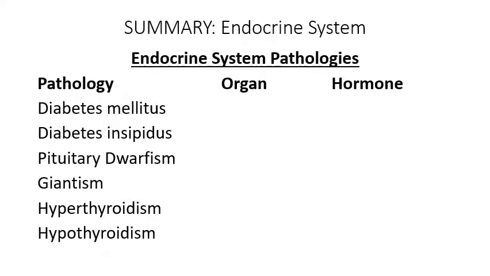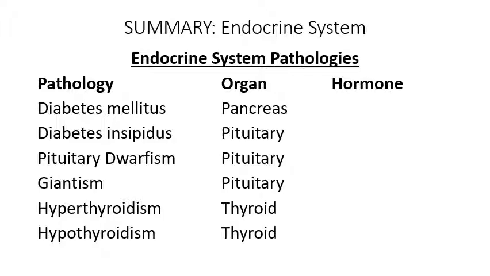One little exercise for the pathologies. Let's see if you can guess which organ is affected and which hormone is affected by each of the following pathologies. I'll let you stop the recording and see if you can guess what they all are, see if you've learned what they all are. Okay, so in each of these pathologies, these are the organs that are affected. What about the hormones that are produced by those organs? These are the hormones that are affected for all of these pathologies.